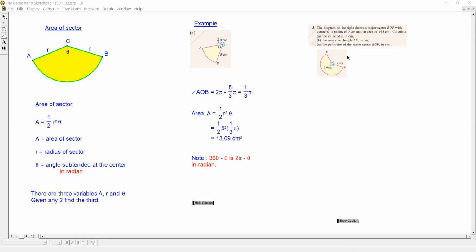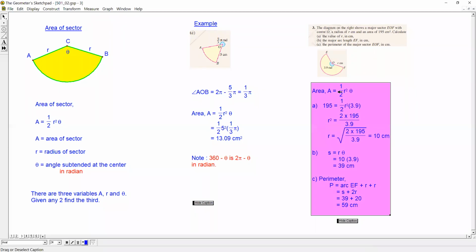The diagram on the right, at the bottom here, shows a major sector with center O and radius R, and the area is 195 centimeters square. Calculate the value of R. Now, this one, they give you two, then you find the third one. Remember or not? So you quote the formula: area is half R squared theta.